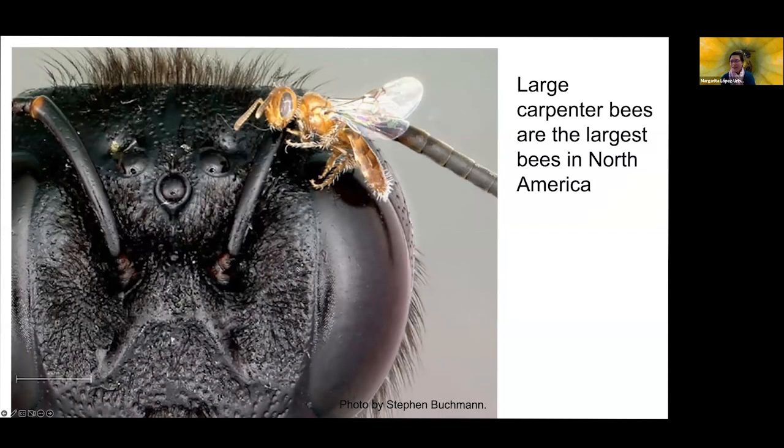Another interesting fact about carpenter bees is that it's not only about the problems they cause, they're actually really cool bees. They are the largest bees in North America. I love this photo. It shows the head of a carpenter bee, and on top we can see the smallest bee in North America, which is called Perdita minima. That small bee is only the size of the tip of one of the eyes of a large carpenter bee.